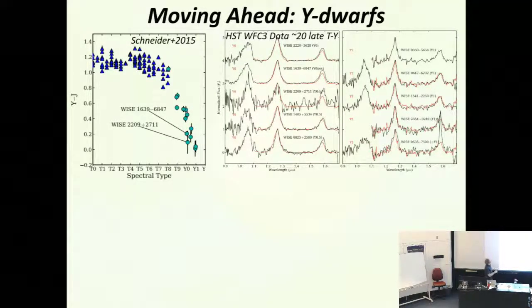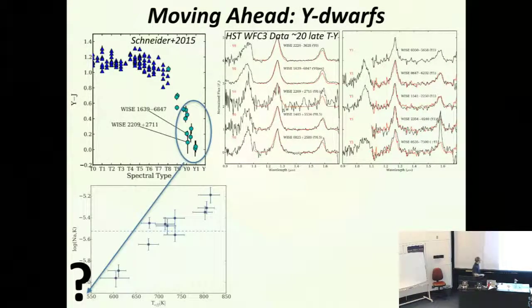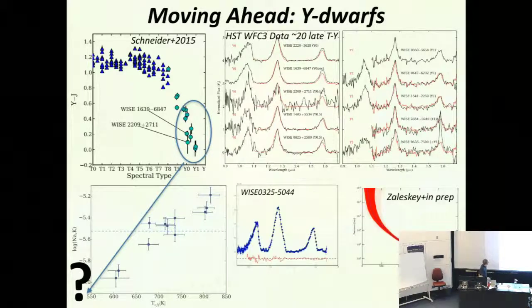So I have a student who's working on modeling. He's applying these retrieval methods to a handful of HST Wide Field Camera 3 spectra of Y-dwarfs. They're really hard to do from the ground because they're faint, so you need really stable photometry. He's looking at a sample of 20 objects or so to figure out how this trend continues. I know he has some more updated stuff I haven't had a chance to put up here. He's been working hard on this, so that's kind of exciting.